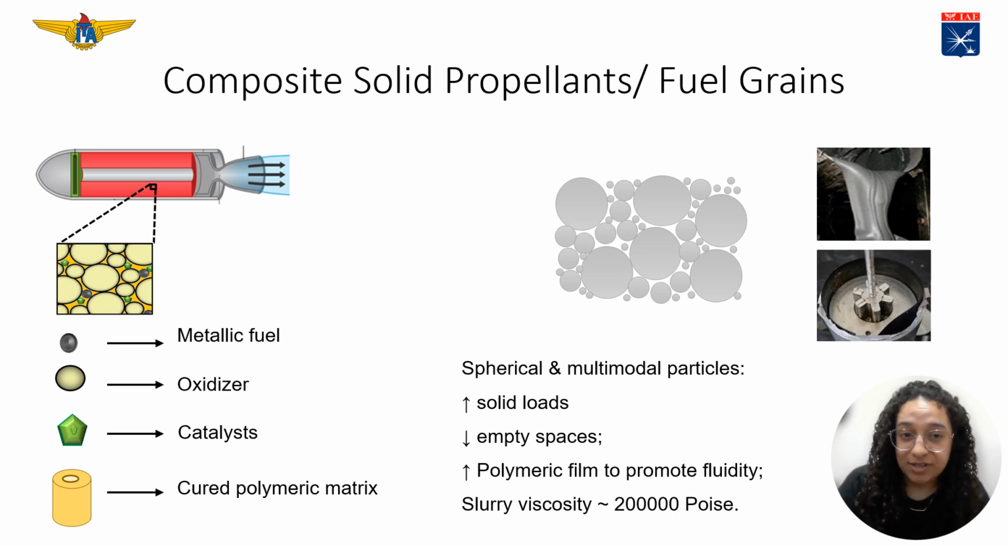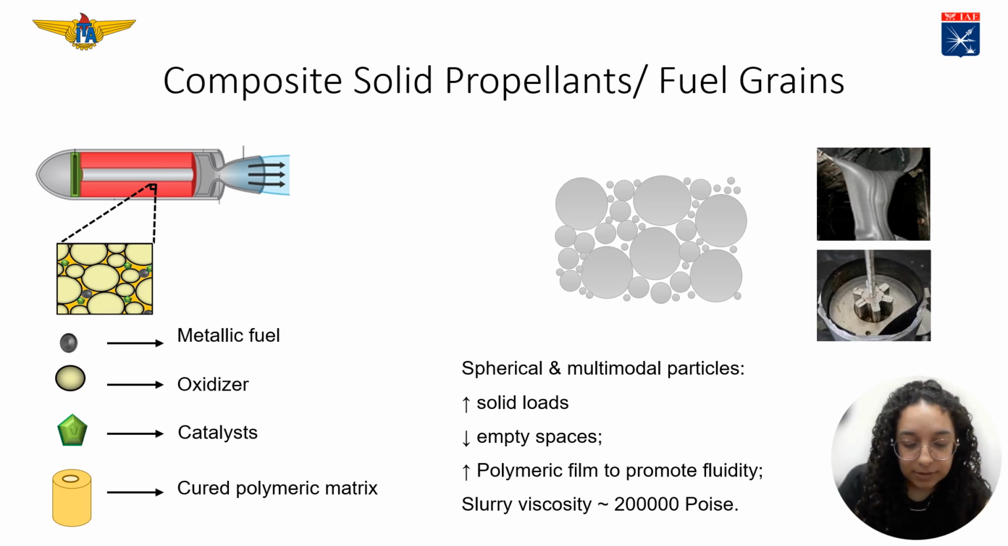The processings presented here can be applied to components of composite solid propellants or fuel grains for hybrid propulsion. Here we have an example for solid propellants, in which the oxidizer is the main fraction applied as particles. However, metallic fuels and catalysts can also be used as powder. They are inserted in a polymeric matrix that will incorporate all particles, usually in high solid loadings.